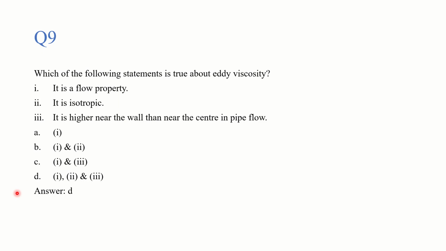Now we'll just move on to question 9. Which of the following statements is true about eddy viscosity? First one, it is a flow property. Second, it is isotropic. Third, it is higher near the wall than near the center in pipe flow. So all three options are right basically, because it is a flow property, and also it is isotropic, and it is higher near the walls than the center. So option D is the right answer, which is giving 1, 2 and 3 statements.